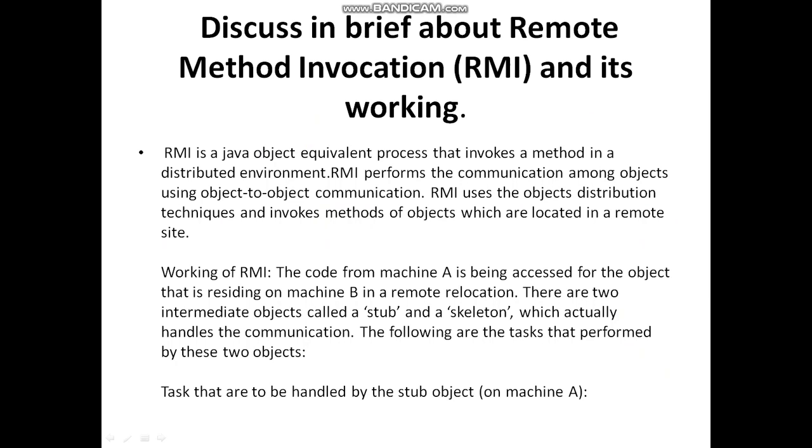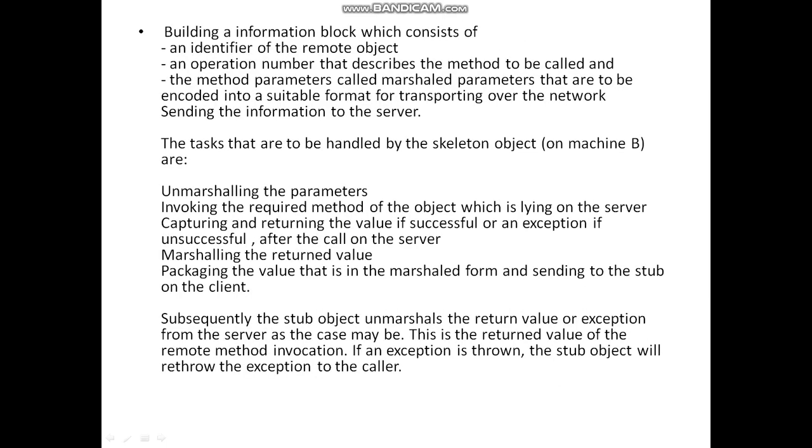Now the working of RMI. The code from machine A is being accessed for the object that is residing on machine B in a remote location. There are two intermediate objects called stub and skeleton, which actually handle the communication. So this is how it works. Okay, here is given how it works.